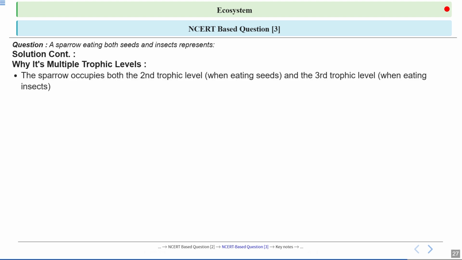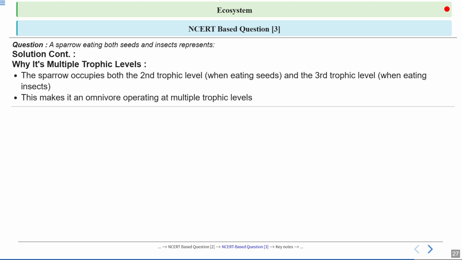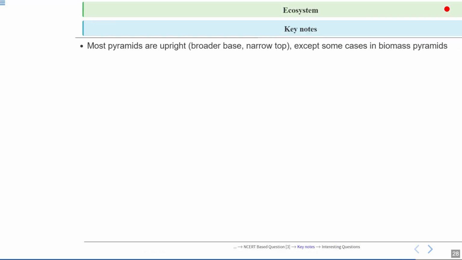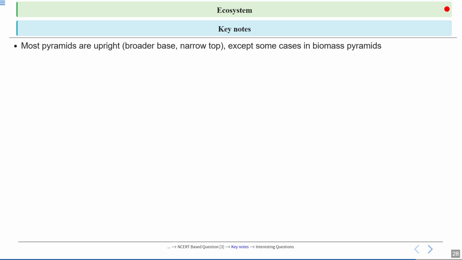Now let's see why it's multiple trophic level. So the sparrow occupies both the second trophic level when eating seeds and the third trophic level when eating the insects. So this makes it an omnivore operating at multiple trophic levels. Now let's discuss some keynotes.